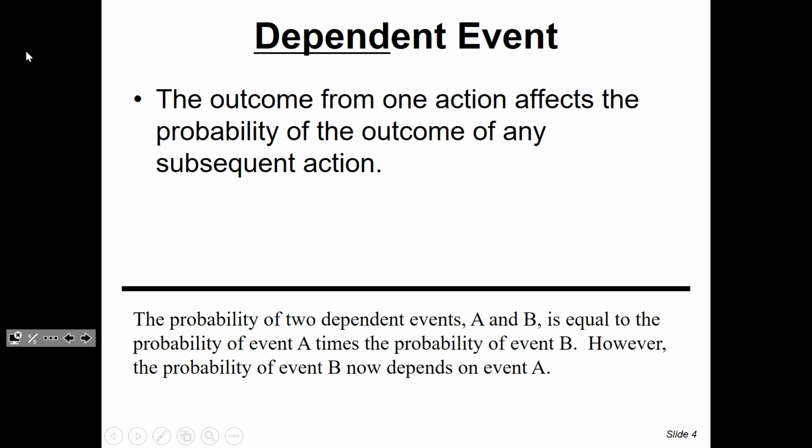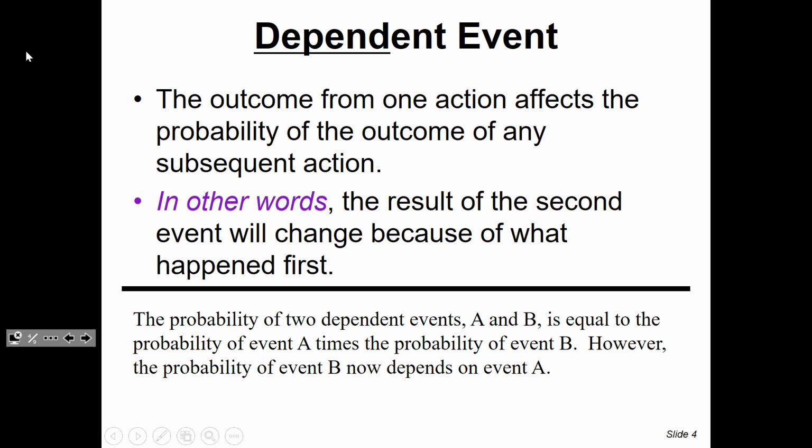Okay, and there's a couple of indicators for these as well. In other words, the result of the second event is going to change because of what happened in the first event. So these are not going to be two separate things happening. It might be that there's a bag that has red and blue balls. You take a red one out and they ask, what's the likelihood of you getting a red ball out of the bag? Well, you already took one out, so the probability is going to change. Okay.